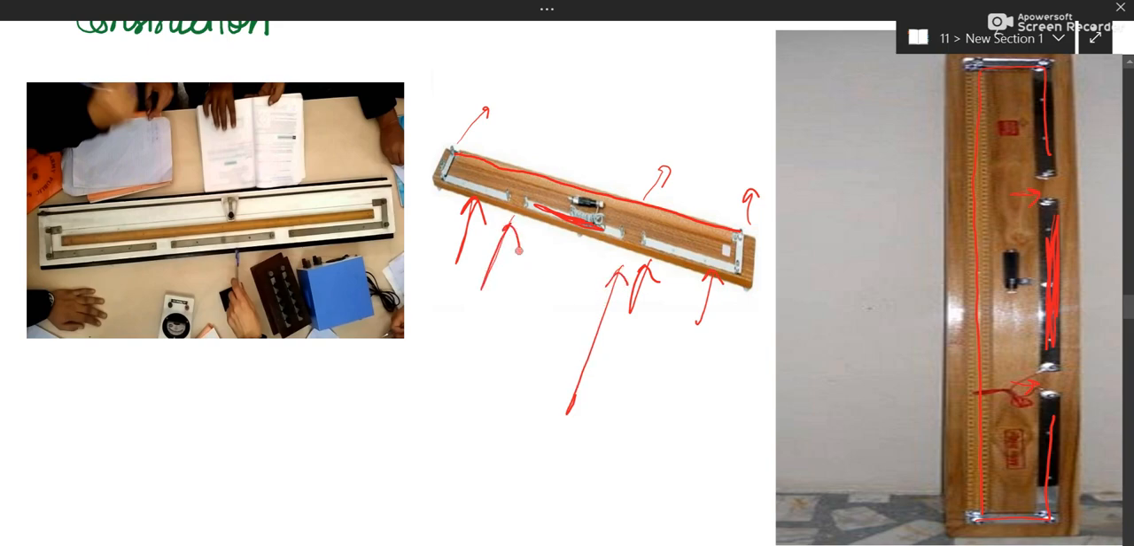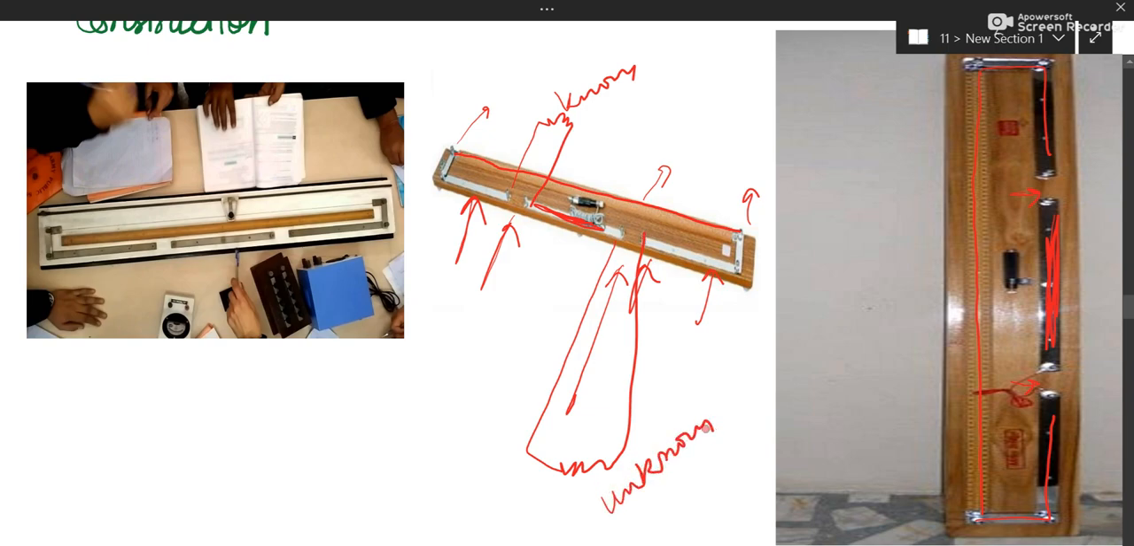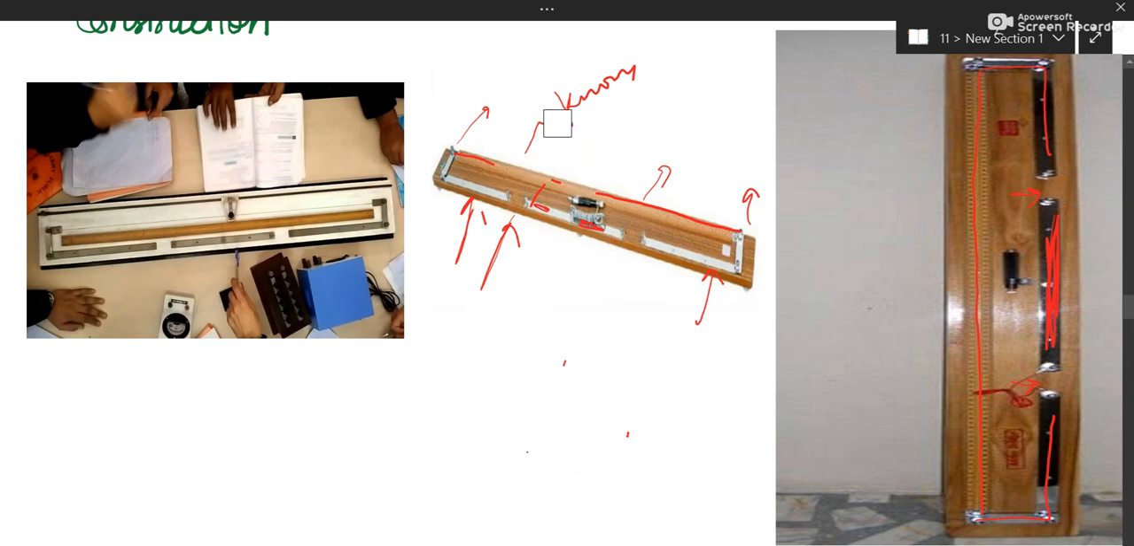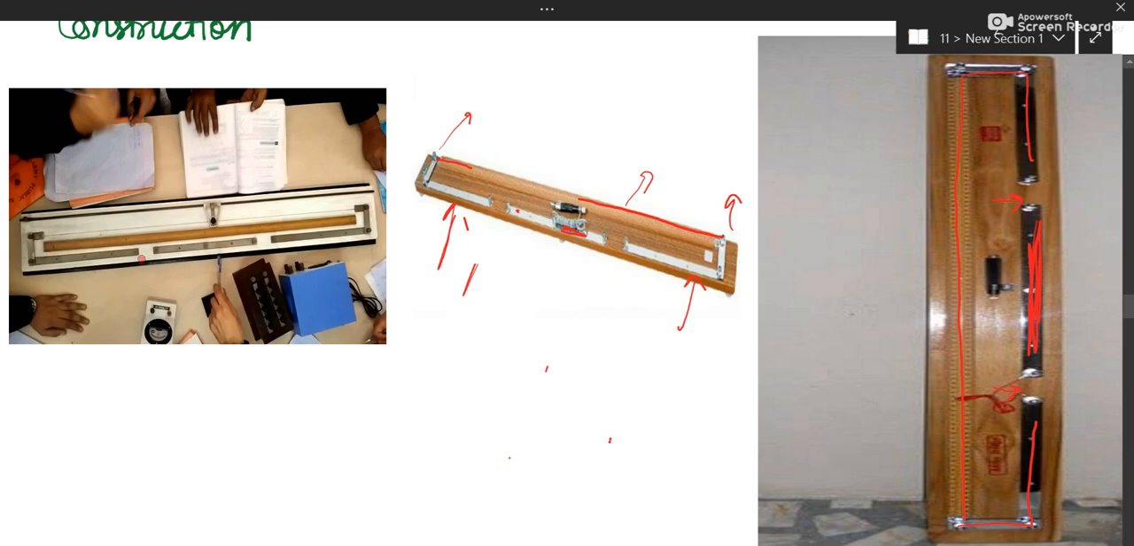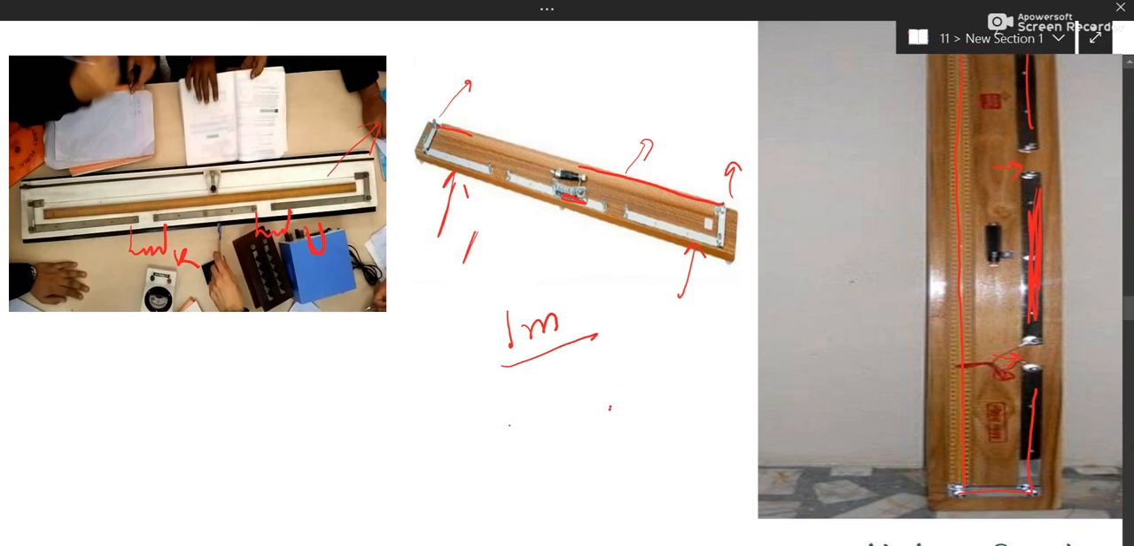In one of the gaps we will be connecting a known resistance. In another gap we will be connecting the unknown resistance, which is to be calculated. Here you can connect the known, that is K, and here you can connect the unknown. The unknown is to be calculated. The meter bridge wire is visible here. Now the length of the wire is always 1 meter, so it is known as meter bridge. What is the purpose? To calculate the unknown resistance.